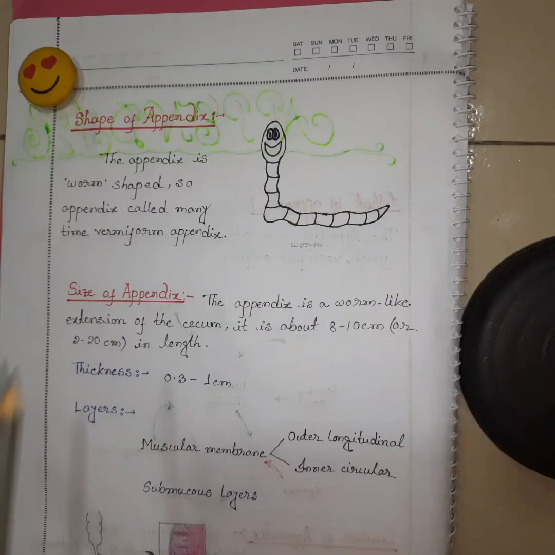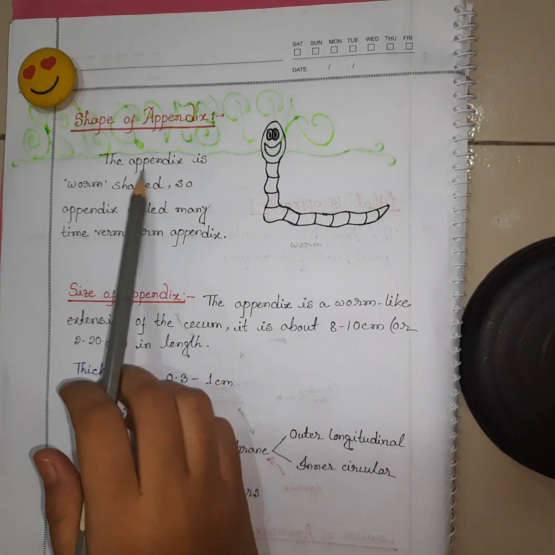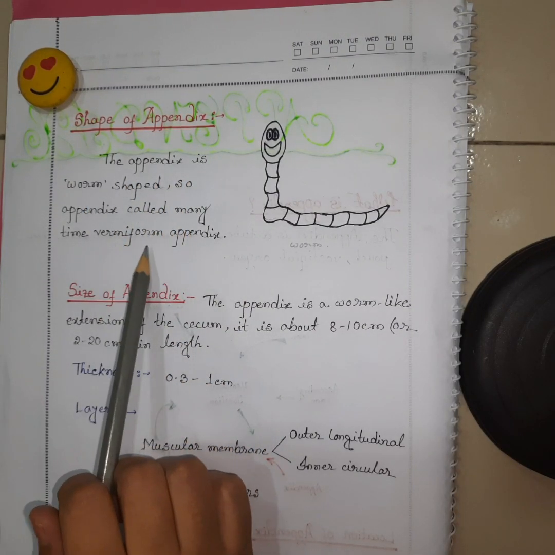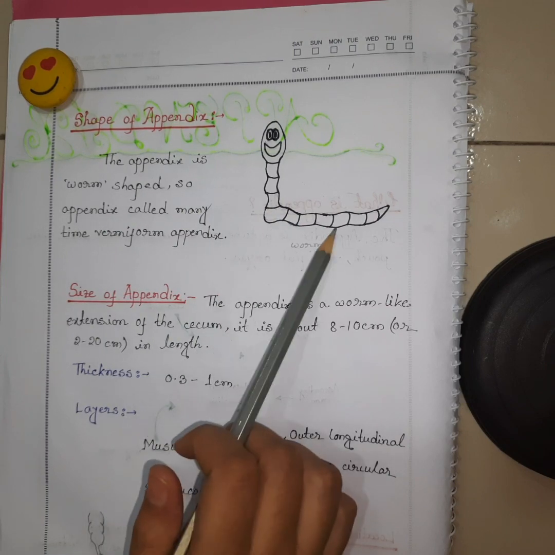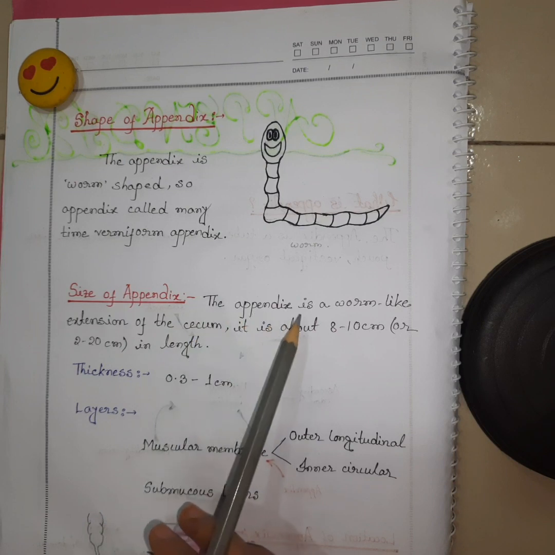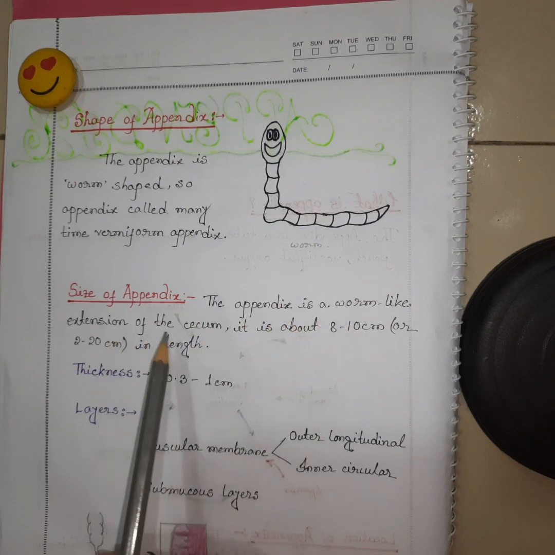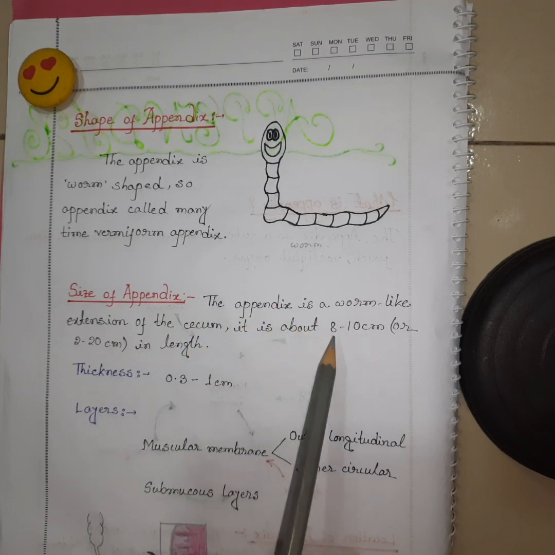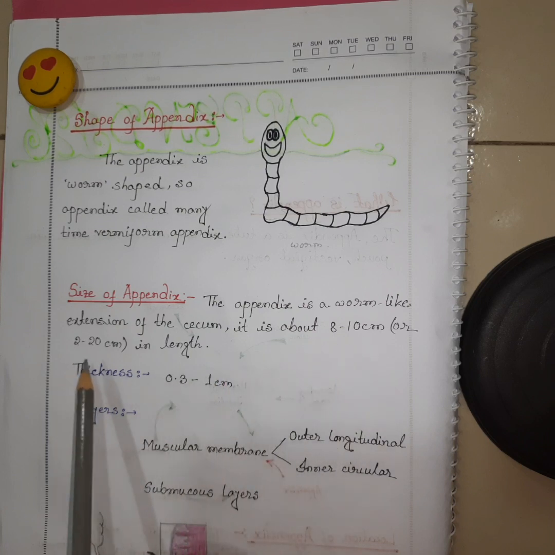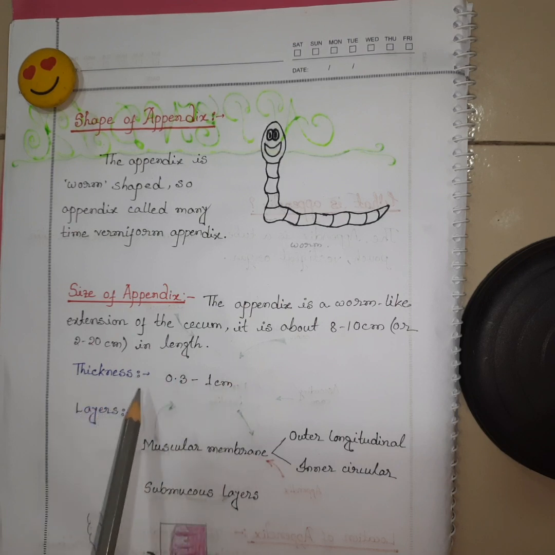This is the shape of the appendix. The appendix is worm shaped, so it is often called the vermiform appendix. This is the worm shape. Size of the appendix: the appendix is a worm-like extension of the cecum. It is about 8 to 10 cm, or its range is 2 to 20 cm in length. Thickness of the appendix is 0.3 to 1 cm.